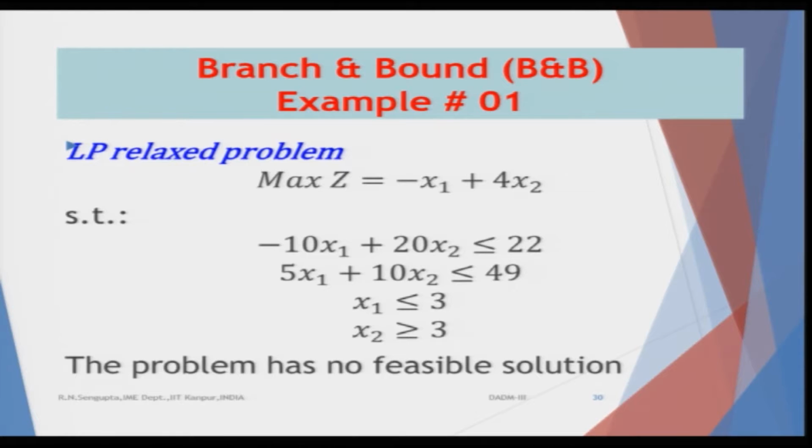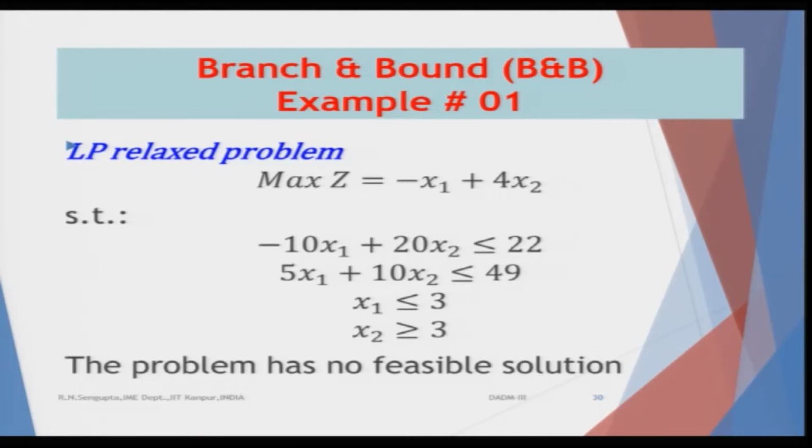So, the initial problem is like this, I will read it and listen to me carefully. I am first reading the non-relaxed integer form: maximization of z equals minus x1 plus 4 x2, which is the same as the original problem. The constraint minus 10 x1 plus 20 x2 is less than or equal to 22, which is the same as the original problem. The second constraint 5 x1 plus 10 x2 is less than or equal to 49 is the same as the original problem. Now, the integer part: x1 values were 0, 1, 2, 3, and x2 values were 3, 4, 5, 6 till infinity.